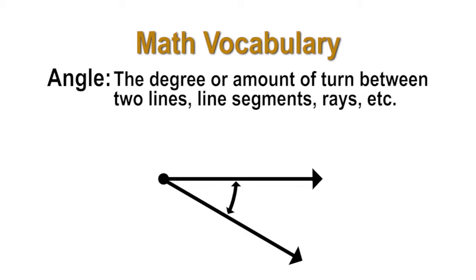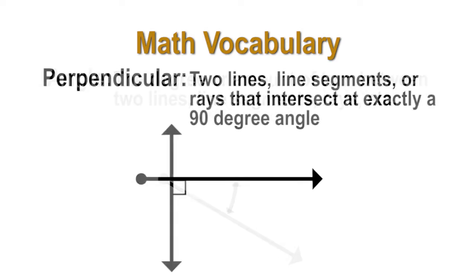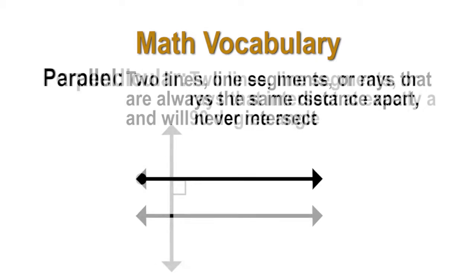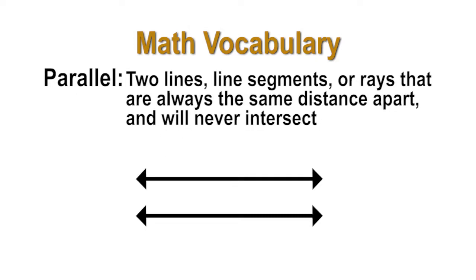An angle is the degree or amount of turn between two lines, line segments, or rays. Perpendicular is two lines, line segments, or rays that intersect at a 90-degree angle. And parallel is two lines, line segments, or rays that will never intersect. Students will be introduced to the naming convention for each of these objects.